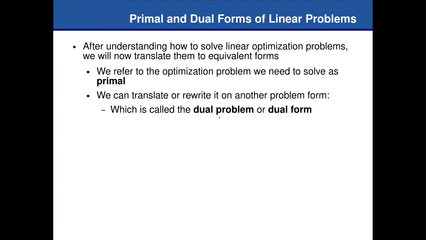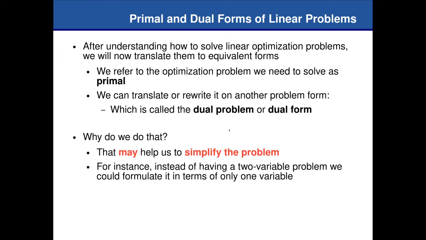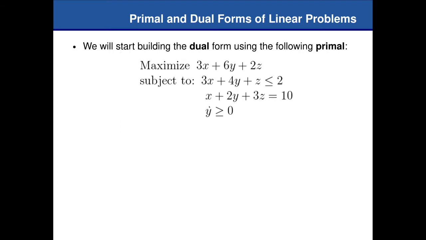But maybe, and just maybe, one of those problems is easier to solve. That's why we tend to find the dual for some problem. Therefore, the dual might help us to simplify the problem and find a simple solution. Okay? Consider this as our primal problem. What could I do to have its dual?